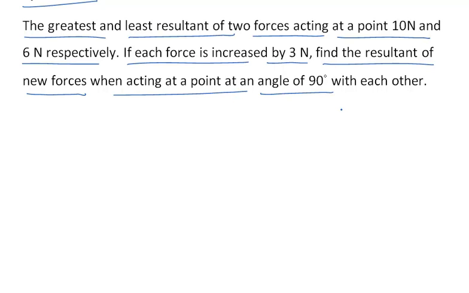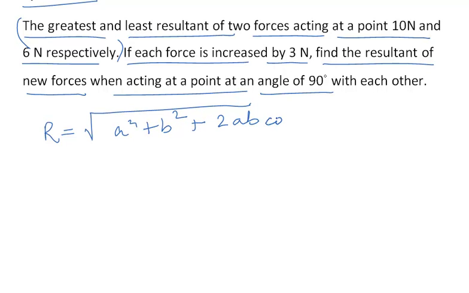Okay, so we have to attempt this problem in 3 stages. In the first stage, we have to understand the first statement up to this: the greatest and the least resultant of two forces. We know that resultant R is given by under root of a square plus b square plus 2ab cos theta.